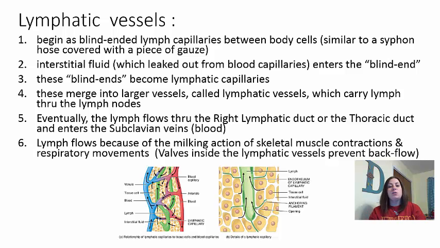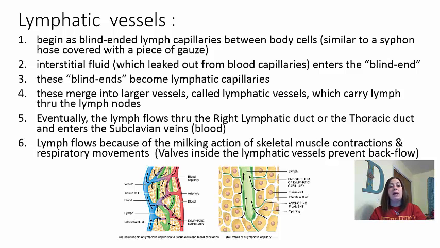This interstitial fluid, which leaked out of the blood capillaries, is going to enter this blind end that you can see here in the picture. These blind ends then are going to become lymphatic capillaries. These are going to merge into larger vessels that we call lymphatic vessels, which then are going to carry the lymph through the lymph nodes. In a little bit, we'll look at what lymph nodes do. We'll look at their structure, but lymph nodes are there to allow us to filter and get out any foreign invaders that might have gained access into this system.